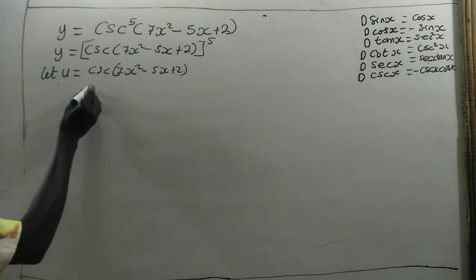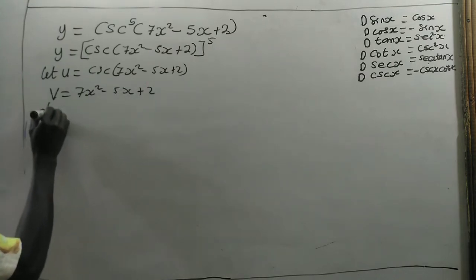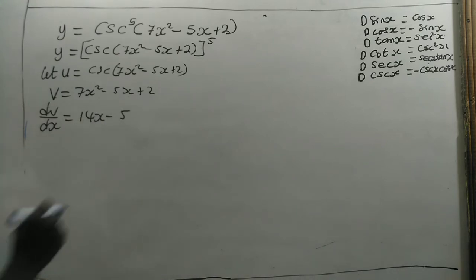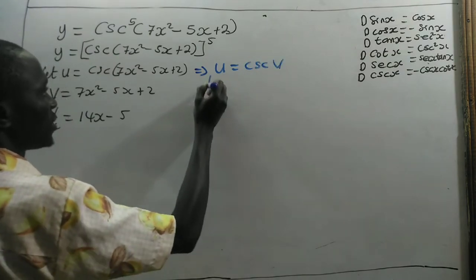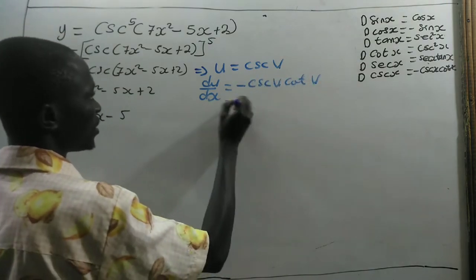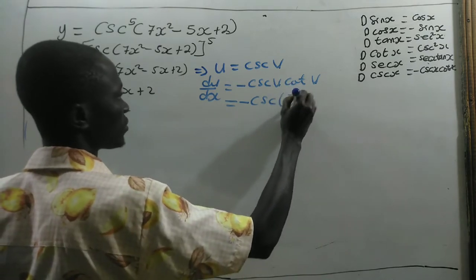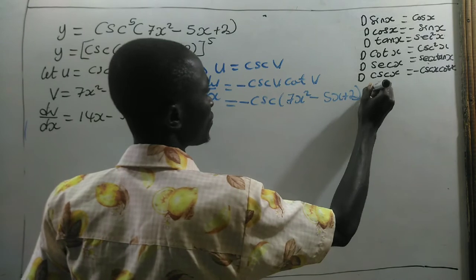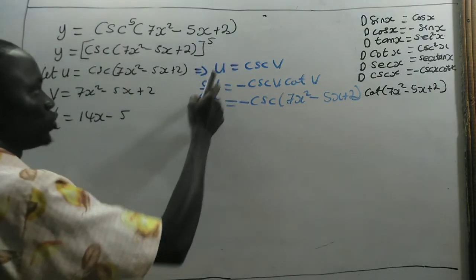And here to take our du dx, we have to use the chain rule. So we let v be equal to 7x squared minus 5x plus 2. We have dv on dx equal to 14x minus 5. This implies that u is equal to cosecant v, and du on dv is equal to negative cosecant v cotangent v, and that will be negative cosecant 7x squared minus 5x plus 2, and then cotangent 7x squared minus 5x plus 2.